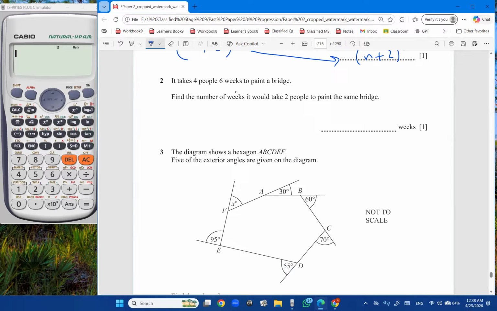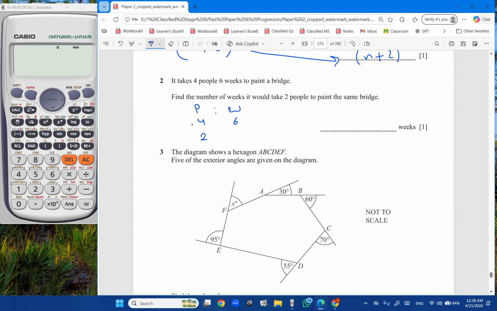It takes 4 people 6 weeks to paint a bridge. So this is the number of people, and this is the number of weeks. 4 people take 6 weeks to paint a bridge. Find the number of weeks it would take 2 people to paint the same bridge.